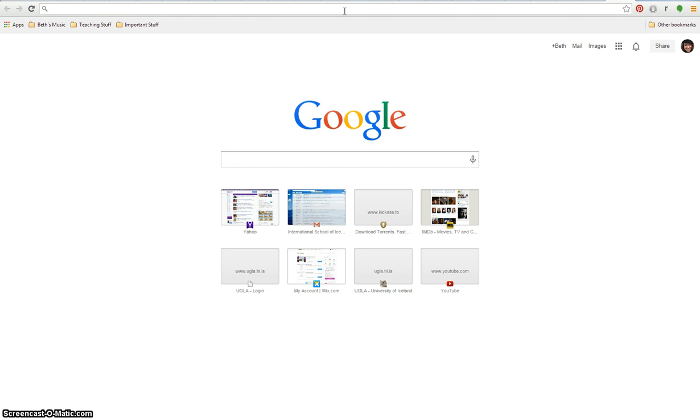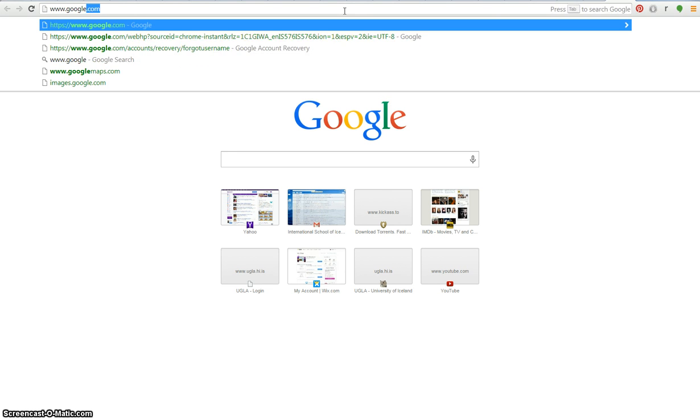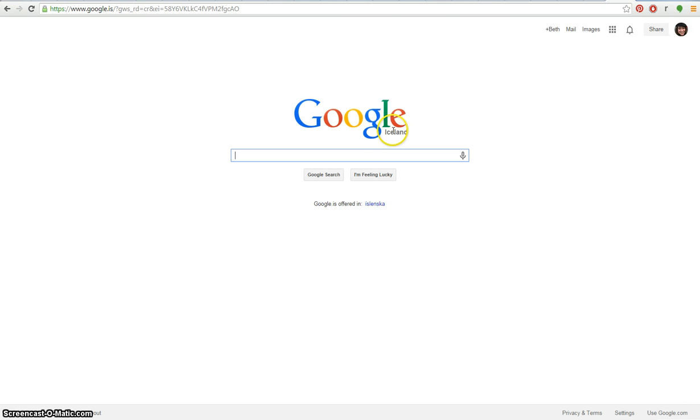Google Chrome defaults to Google as a search engine because they're from the same company, obviously. If you're not using Chrome, if you're using Firefox or Internet Explorer or anything like that, you want to type in www.google.com and you can find it easily. This is Google Iceland, which means that it will pull up Icelandic sources and Icelandic websites first before it pulls anything from other places in the world.